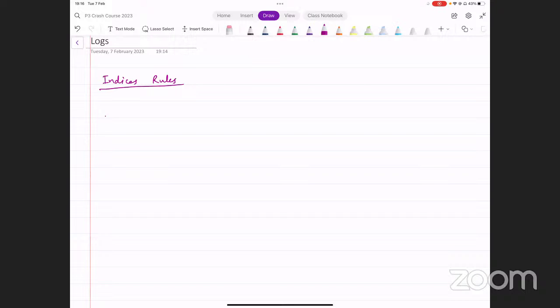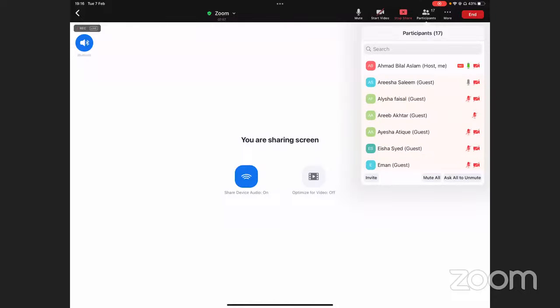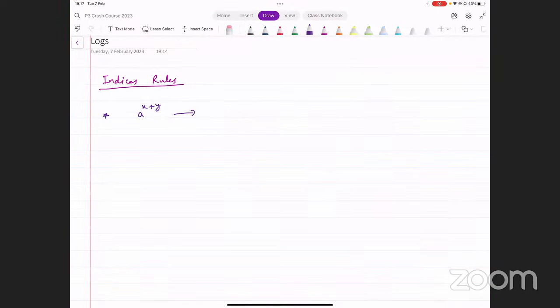remember that rule. If you got something like this, a raised to power x plus y, you can actually write it in this form. Okay, so let's start with these indices rules. First of all, if you have something in this form, a raised to power x plus y, what you can do is break it down into two parts and write it like this. You can say this is a raised to power x multiplied by a raised to power y.